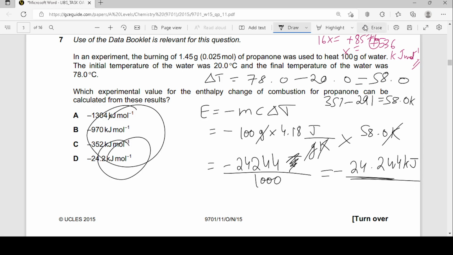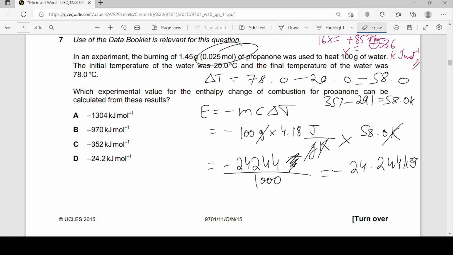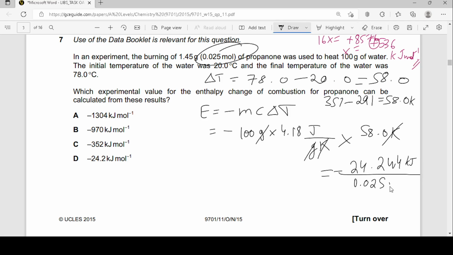And secondly, they've given me kilojoules per mole, which means I also have to divide by the number of moles I have. And the number of moles, the limiting factor, is actually the moles of propanol, right? They've already given me that as 0.025. So let me divide the answer I've gotten here, kilojoules divided by 0.025 moles. So what do I get? I get minus 969.76 kilojoules per mole. And is that an option? That is an option, because this is approximately minus 970 kilojoules per mole, which is my option B. All right, so that is my answer.